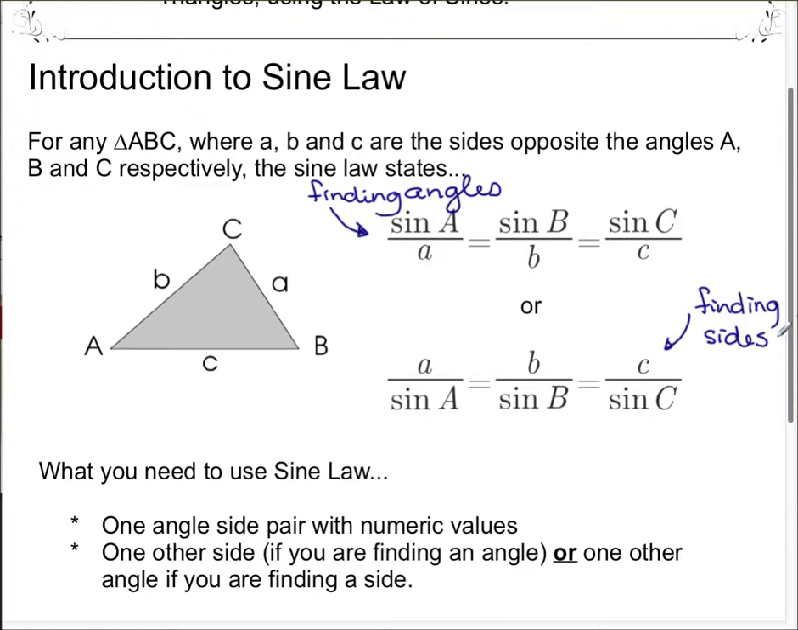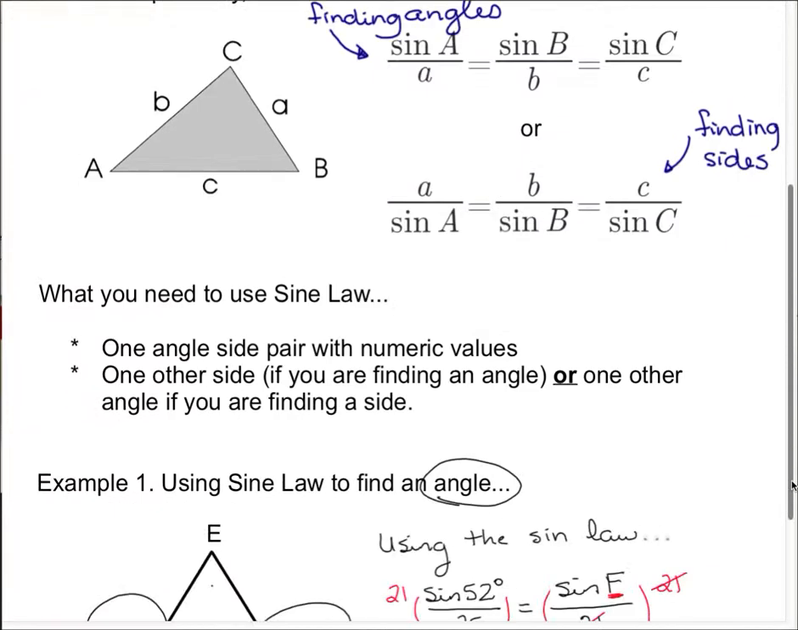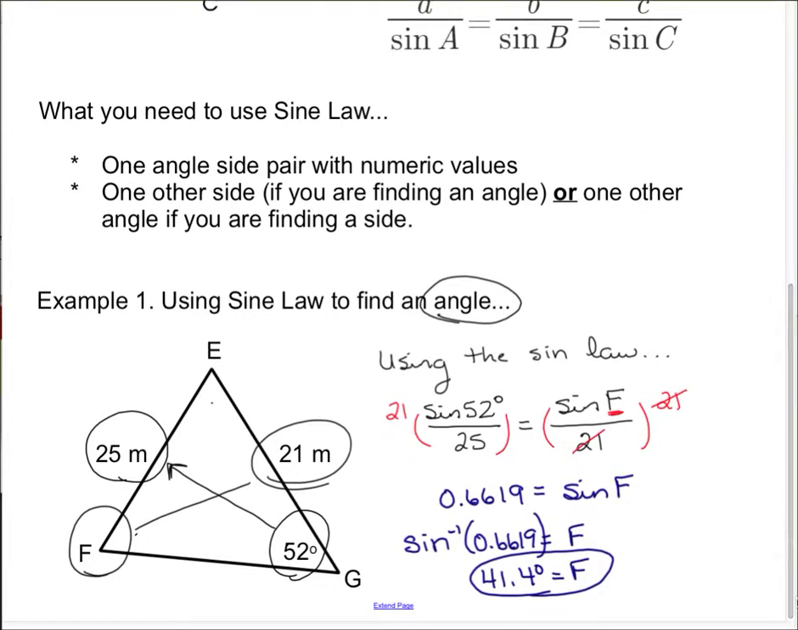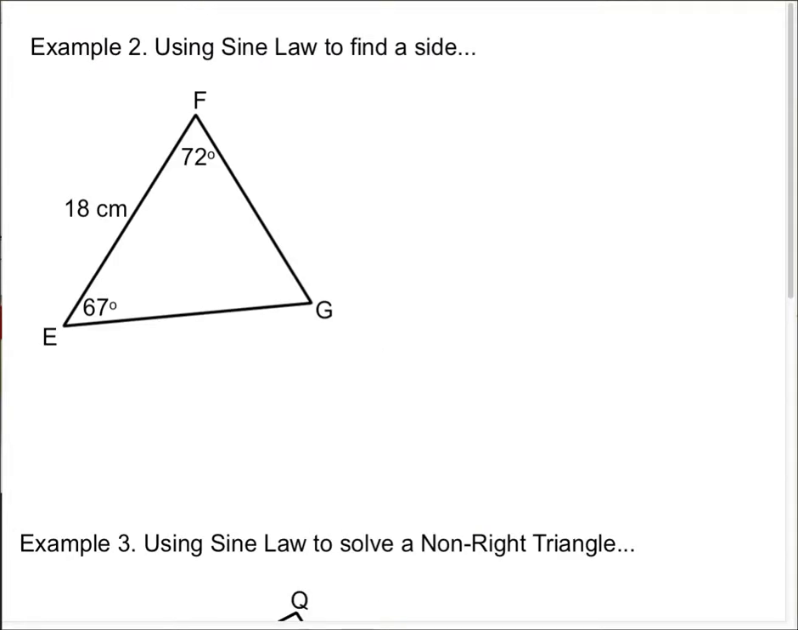So we want the thing that we're finding on top. On top's the place to be if you're lost, apparently. So now let's see if the next example has something to do with finding sides. Oops, I think I went too far. There we go. Using sine law to find a side.